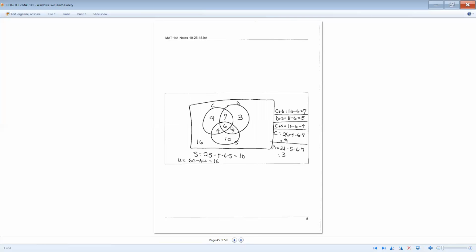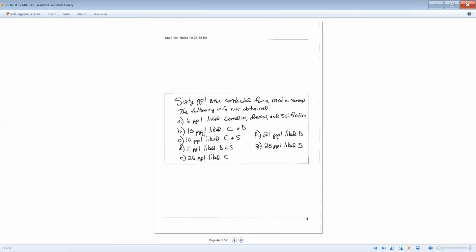And so what I mean by that, if you look at comedy and drama, this intersection right here represents comedy and drama, the whole intersection. So 6 is a part of that intersection. So in order for me to figure out this number, what I had to do was 13 minus 6, and that was 7, because 13 like comedy and drama.